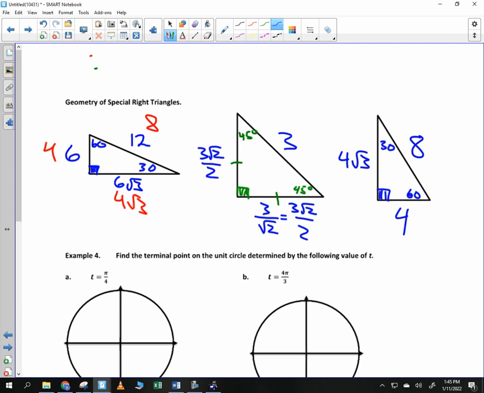Gav? I thought you had a question or a comment. Connecting the dots.